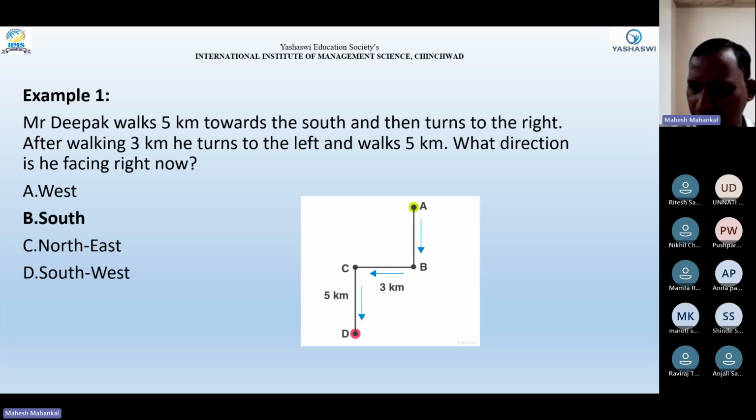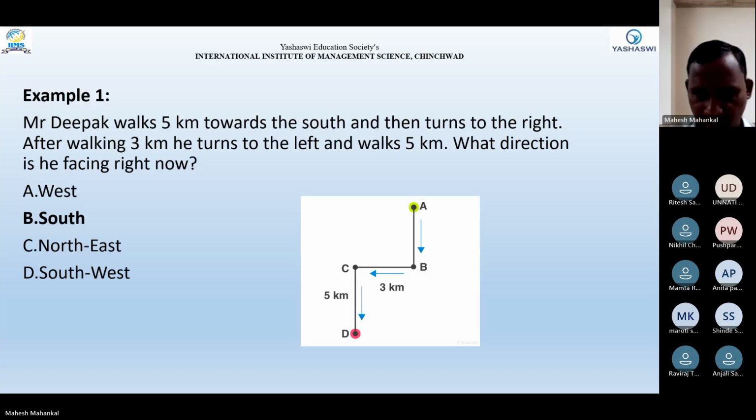Whatever arrow marks are given, they are reversed, but exactly what you have to understand is that in the presentation the directions or arrow marks are given in reverse order, but he is facing south direction. It's clear, students? Can we move further? Yes, sir.